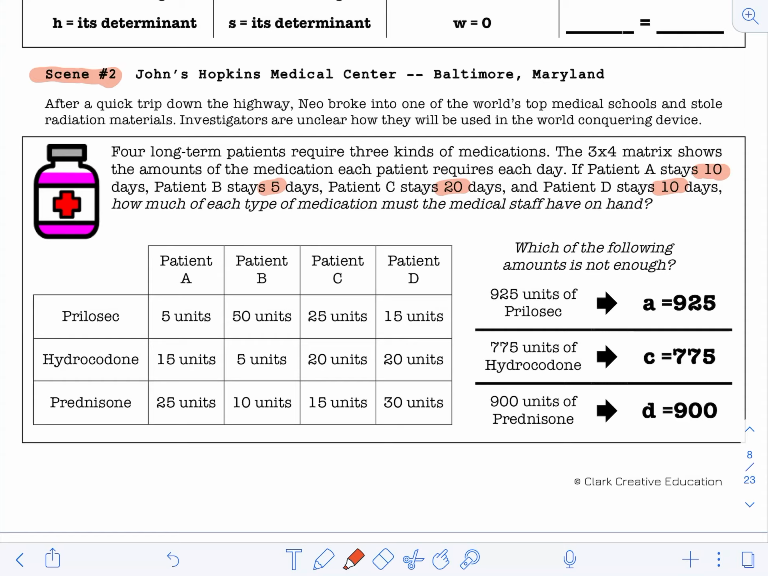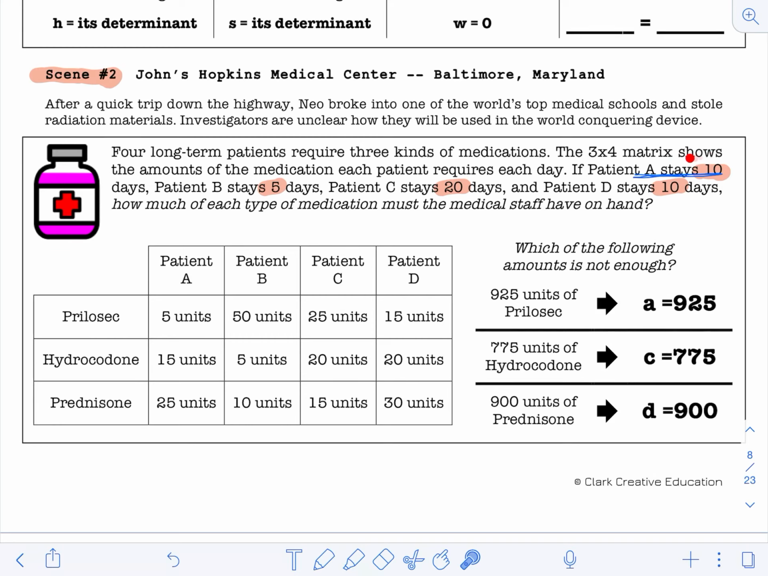As we look at this, one of the things you might be considering is how could we actually use a matrix to solve this? Another thing you might be considering is just what on earth do we do? Well, the individual steps aren't too complicated, so let's go ahead and see. Patient A is going to stay 10 days. So if you look over there, patient A is staying 10 days.